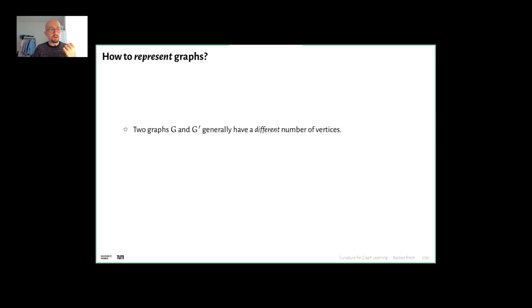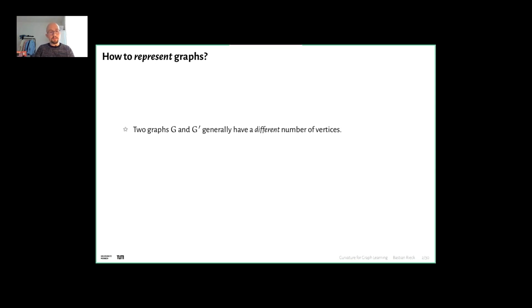Now, these tasks typically have to involve some kind of graph representation, and the ordinary representation as a graph, as a set of vertices and a set of edges, is unfortunately not strong enough here, because one of the issues that we have when we're dealing with this in a machine learning setup, I should say, is that two graphs typically have a different number of vertices. So any kind of representation that we want to have needs to incorporate these differences in the number of vertices, and of course in the number of edges as well.